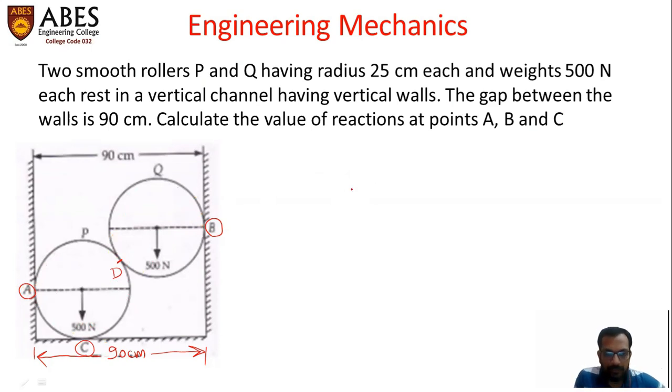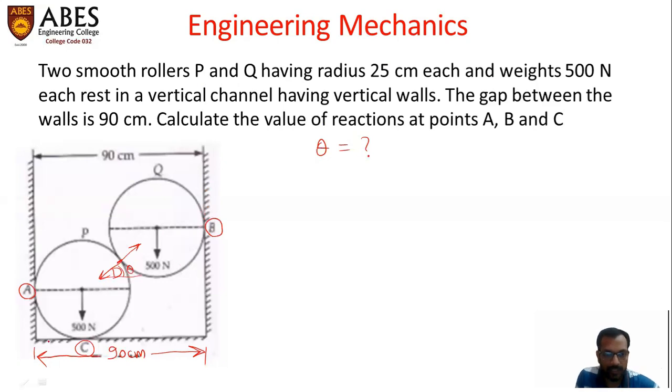Before proceeding ahead for drawing the free body diagram of this roller, we need to calculate the inclination of the common reaction between these two rollers, which is passing through point D and is acting between the centers of these two rollers. We need to calculate this inclination, this angle theta. After that, we will draw the free body diagrams. So how to calculate the inclination of this mutual reaction between these two rollers? For this, we will use the geometry of the figure.